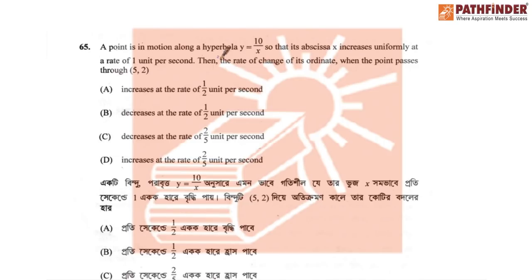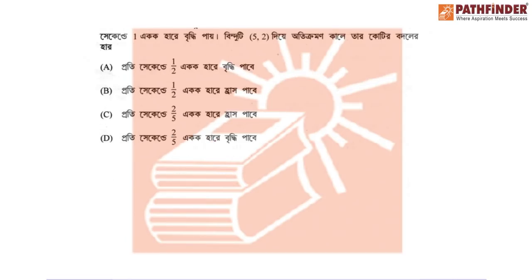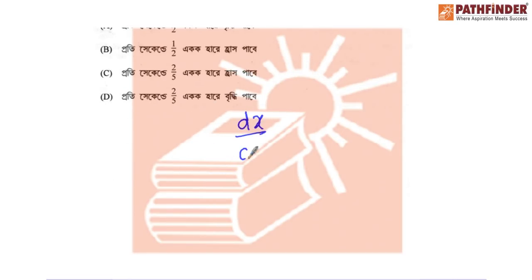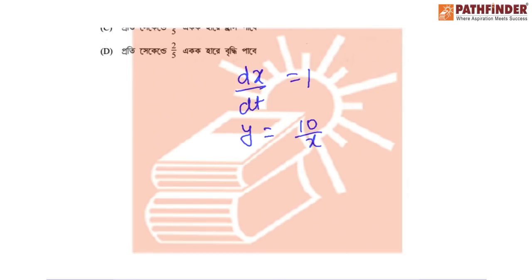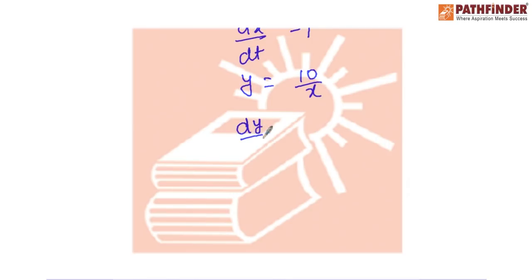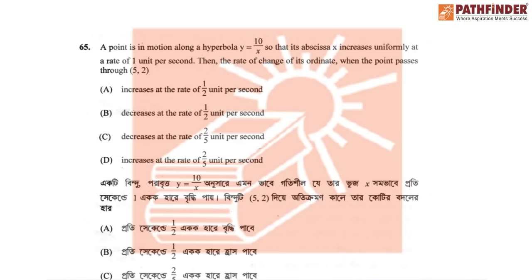Next, question number 65. A point is in motion along hyperbola y equal to 10 by x so that its abscissa x increases uniformly at the rate 1 unit per second. Then the rate of change of its ordinate when the point passes through (5, 2) is. Now we can write the given information as dx by dt is equal to 1 and y is given to us as 10 by x. So dy by dt is equal to minus 10 upon x square into dx by dt, which is minus 2 by 5. Given by option C, decreased by 2 by 5 unit.